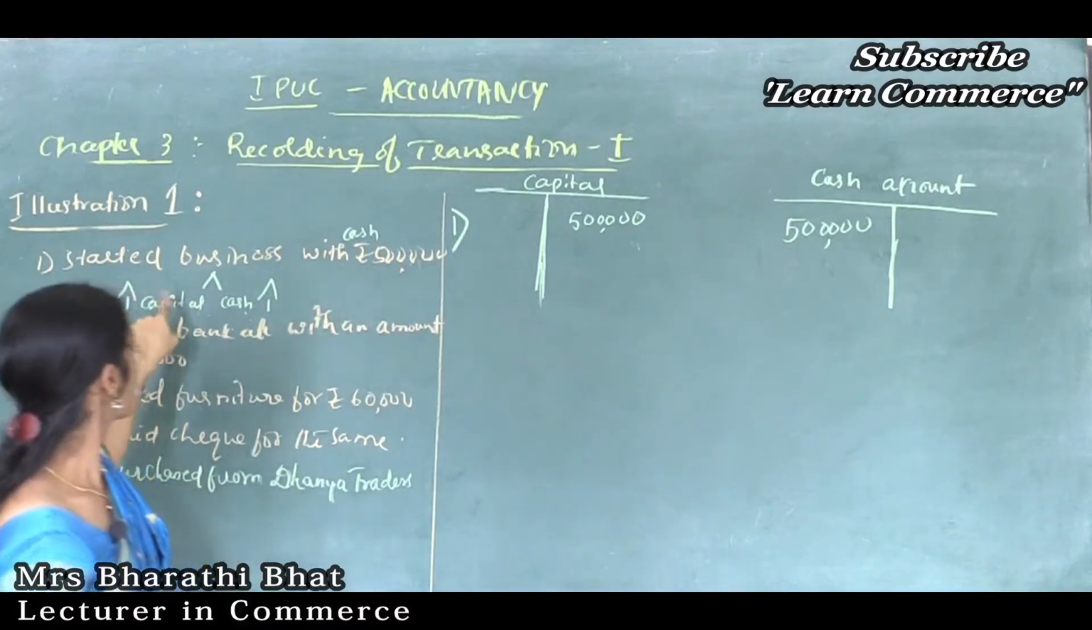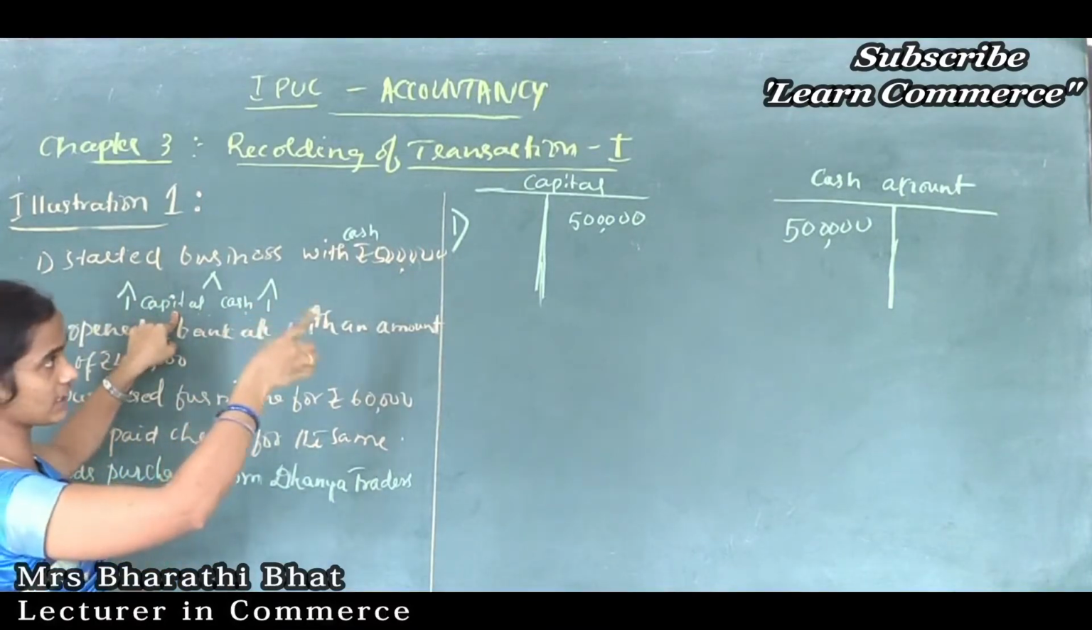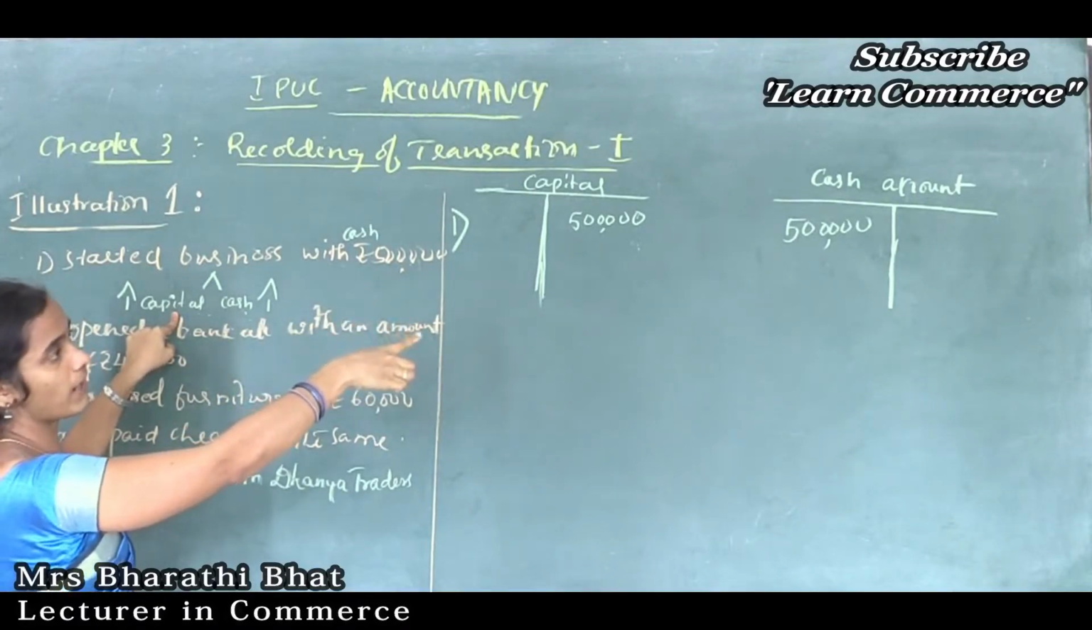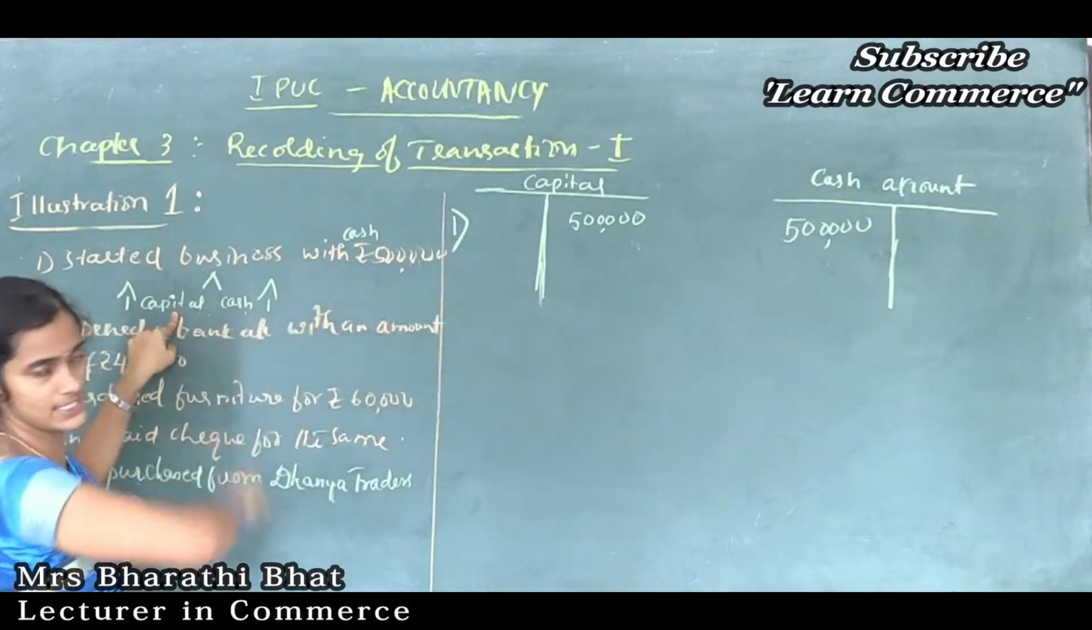So here, capital increased, so 5 lakh we recorded under the credit side. Cash increased, so 5 lakh recorded under the debit side.